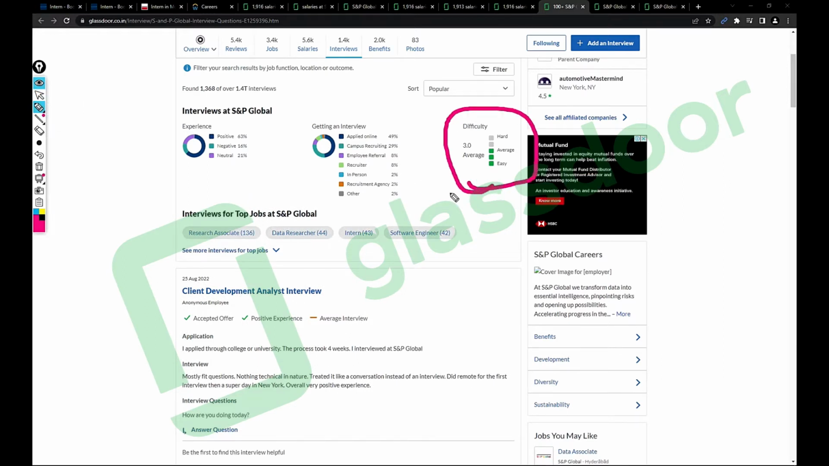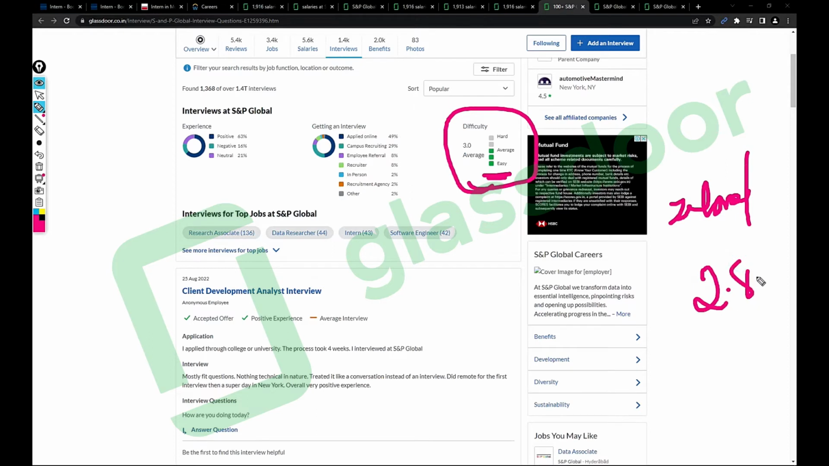So difficulty is 3.0, which is a bit more than the previous jobs that I have explained, like Zebra or Accenture. So they fall under 2.8 or 2.9, but this is 3. Since it's a product-based company, that's a good part, because once you get hired, there would not be a lot of work to do. I mean, a pretty good company, no work pressure.